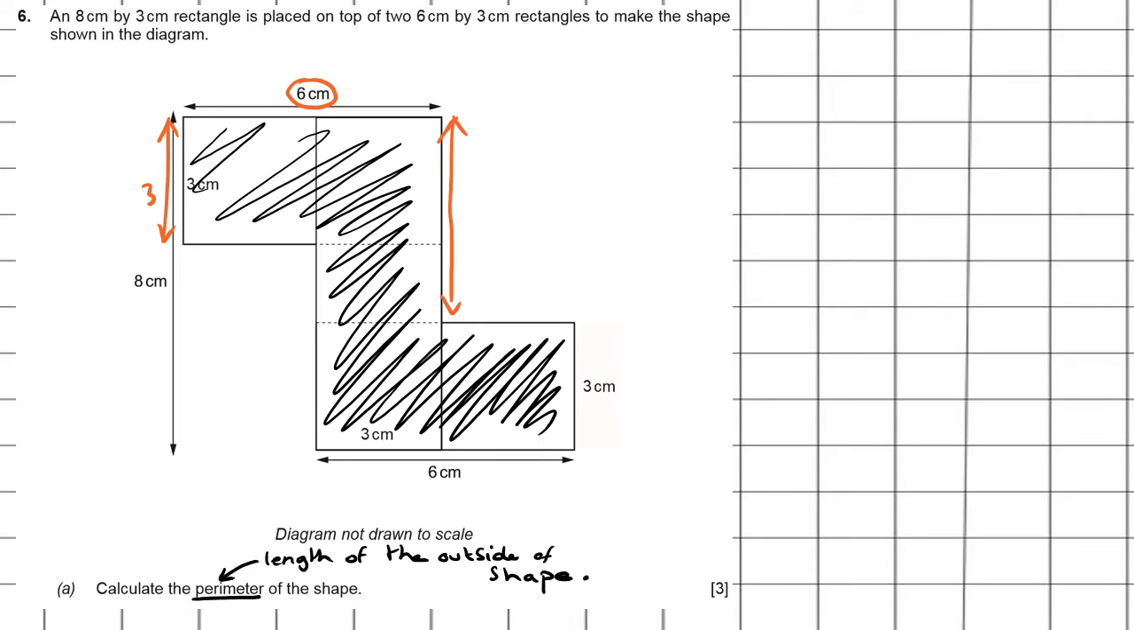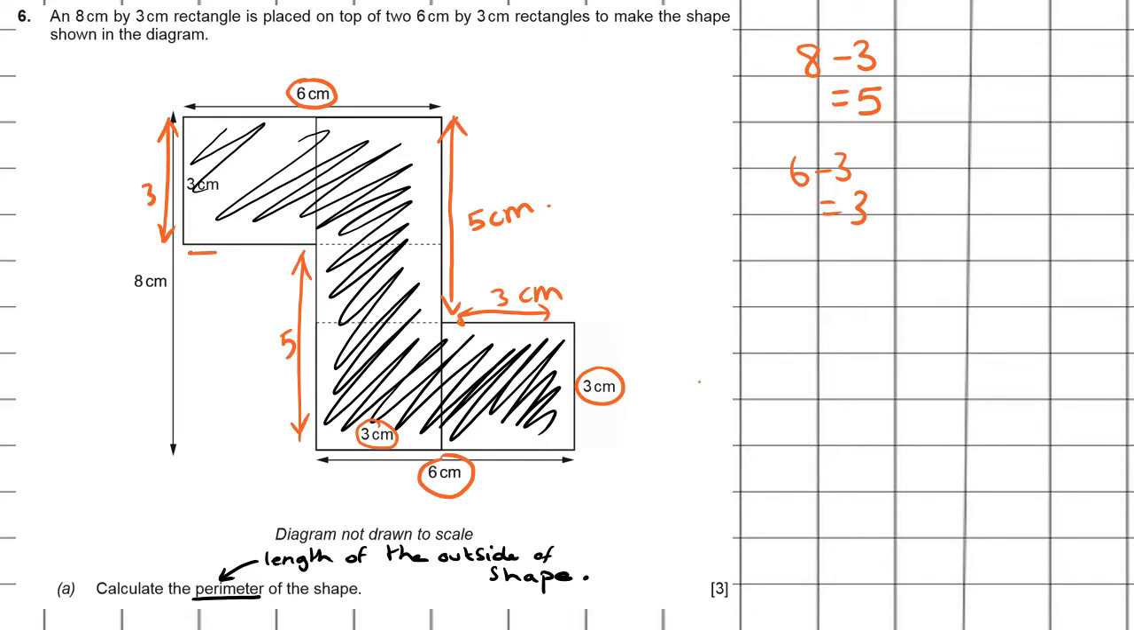So we see we got 3 there, and we got the whole length in the shape, which is 8. So let's do 8 take away 3, 5. So therefore that's 5 centimeters. Same for this one, we know that part's 3. So therefore 6 take away 3 gives us 3. So that's 3 centimeters. We got 3 centimeters there, 6 centimeters there. Again, 8 take away 3 is 5. And again, this is 3.